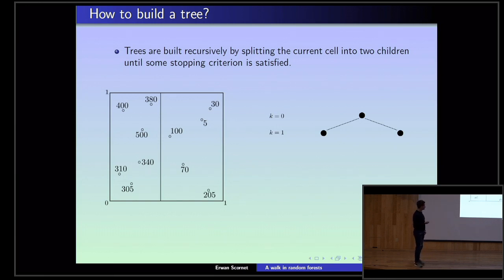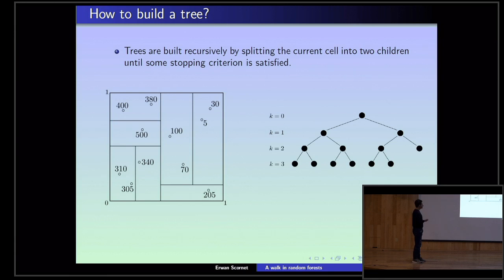For example, I did not tell you yet how I build a split. Let's say we have a split, which is this one, and you end up with a cell here and another one here. So basically, you start with one cell, you end up with two cells. If you have a way to build a split, you can do exactly the same thing in the two resulting cells, in this one and this one. You can do that again and again, and then at some point you stop.